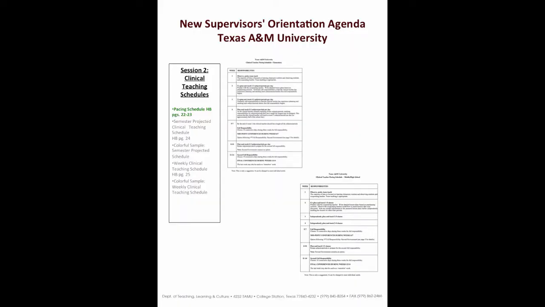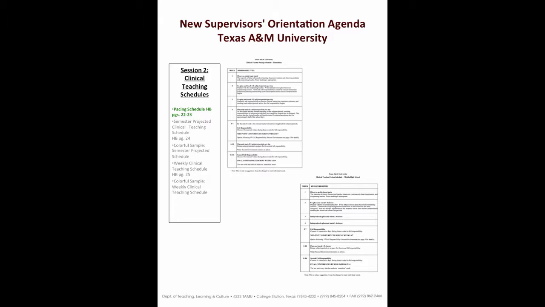Welcome to Session 2. This session will focus on several forms that are found in the handbook. Find pages 22 and 23 from the handbook. The pacing schedule found on page 22 is for elementary. Page 23 is very similar but is for middle school and high school.